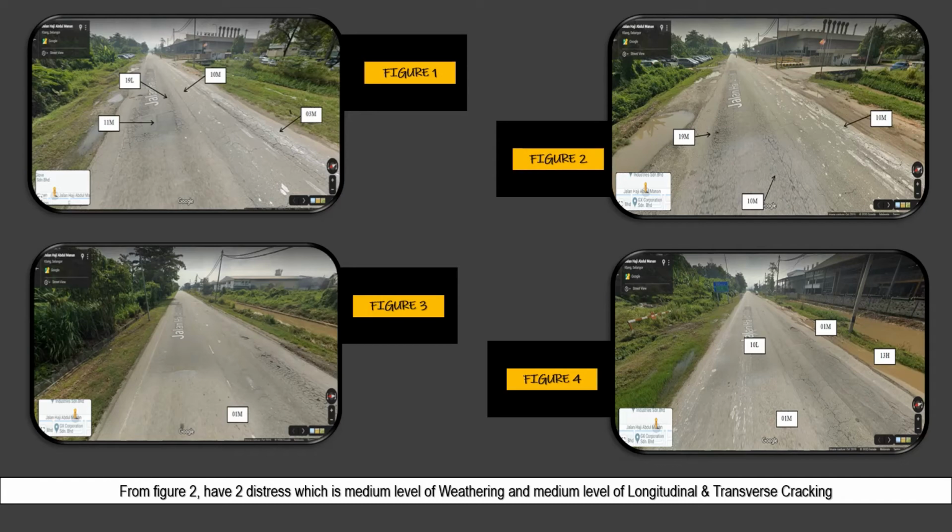From figure 2 has 2 distresses, which is medium level of weathering and medium level of longitudinal and transverse cracking. Next, for figure 3, there is only one distress, which is medium level of alligator cracking. Lastly, figure 4 has 3 distresses, which is medium level of alligator cracking, medium level of longitudinal and transverse cracking, and high level of potholes.